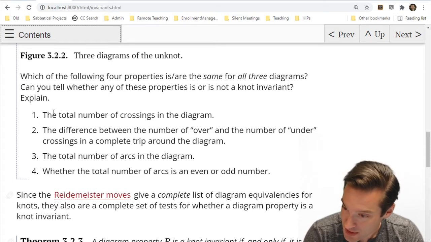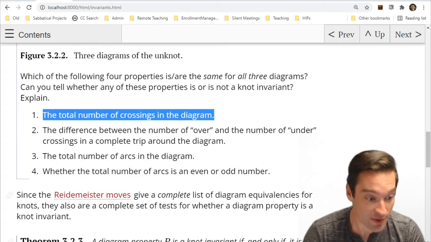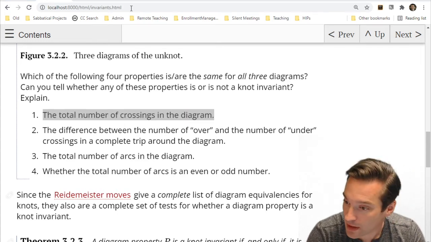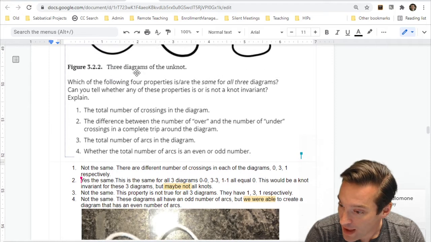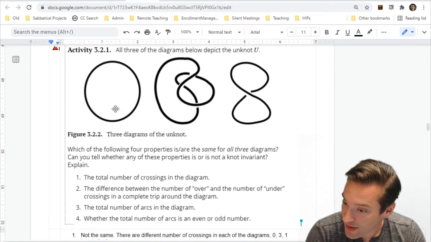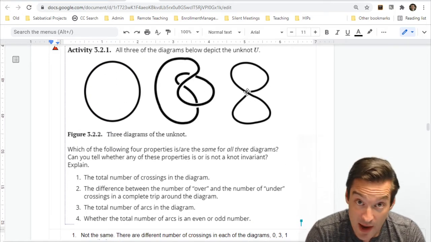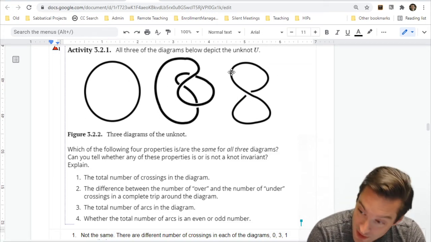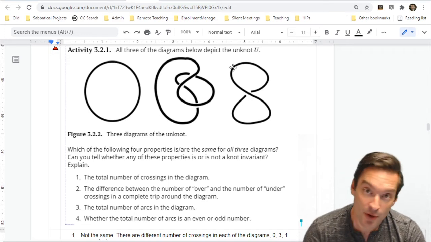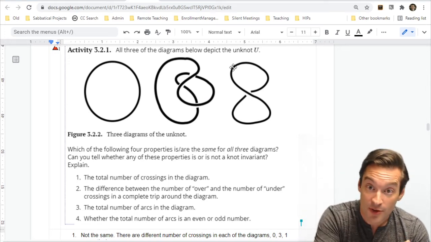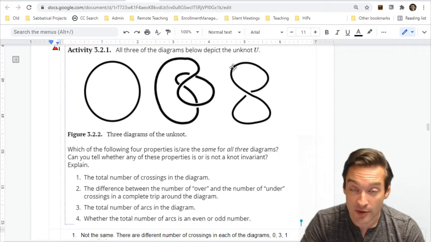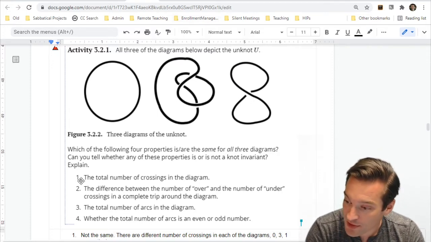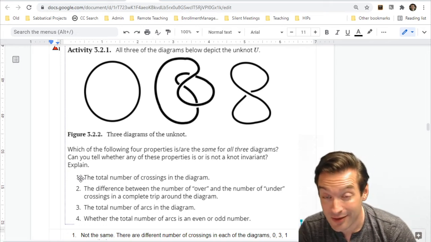So for example, if we just take as a property the total number of crossings in the diagram, as team 2 recognizes here, that property is in fact not shared by all three of these diagrams of the unknot. This first diagram has 0 crossings, the one in the middle has 3 crossings, the one on the right has 1 crossing, and so the total number of crossings is different for these diagrams, but these are all diagrams of the same knot. Therefore, what can we conclude about the total number of crossings in the diagram? Is that or is that not a knot invariant?